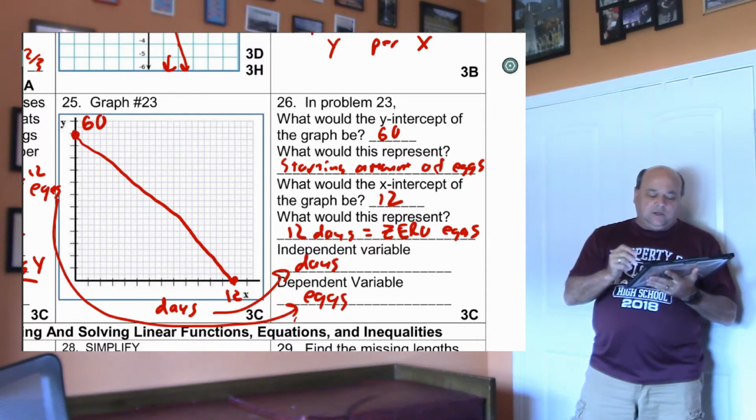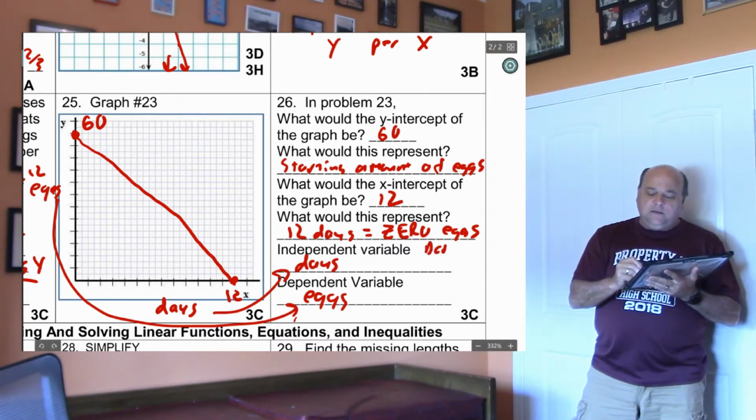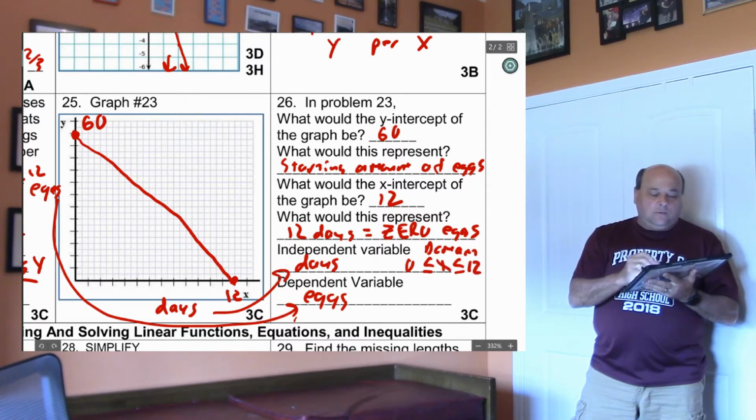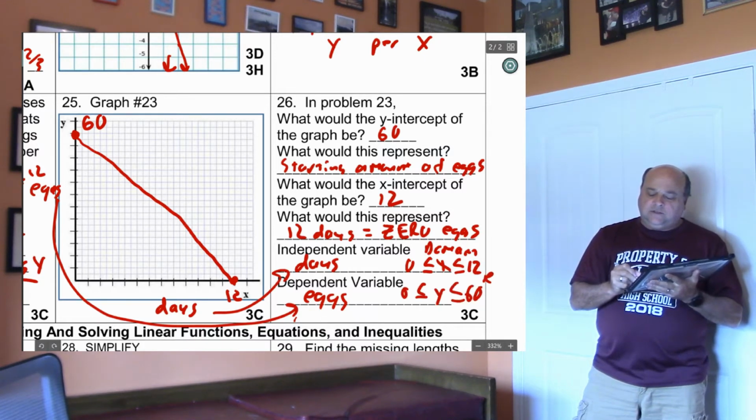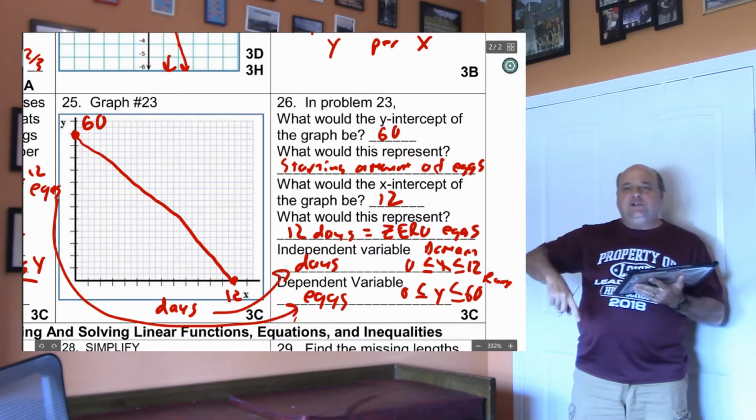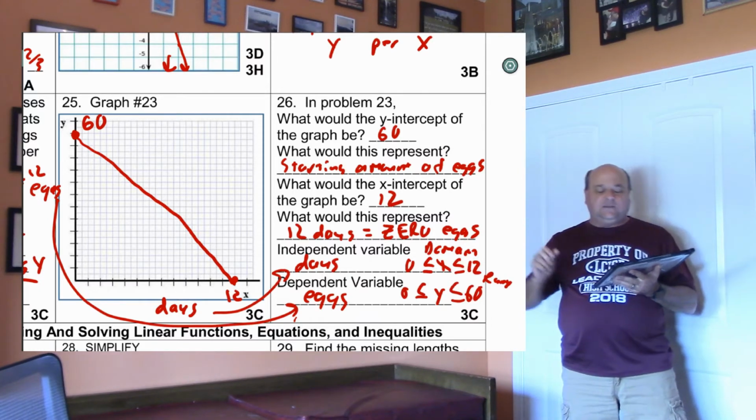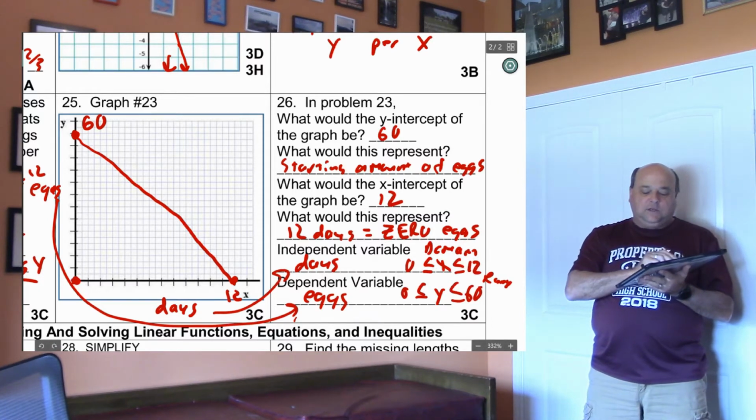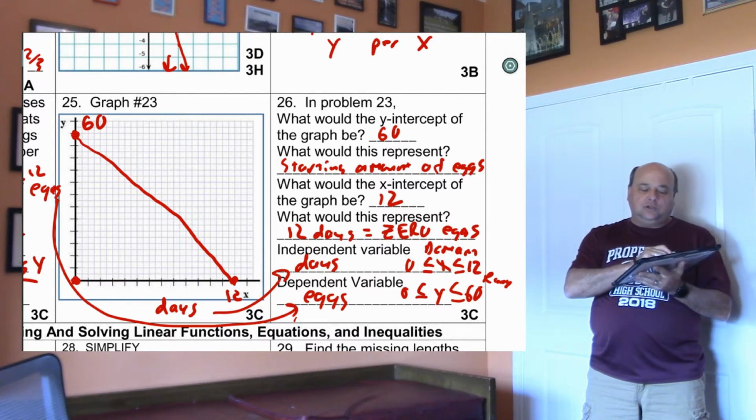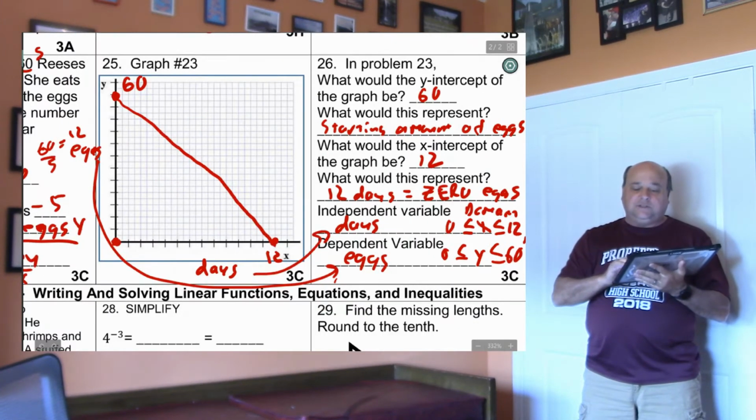Let's really quickly get the domain and range. The domain would be from 0 to 12, and the range would be from 0 to 60. Remember, the range is your y values, the domain is your x values. They all start off at 0. The domain goes from 0 to 12. The range goes from 0 to 60.